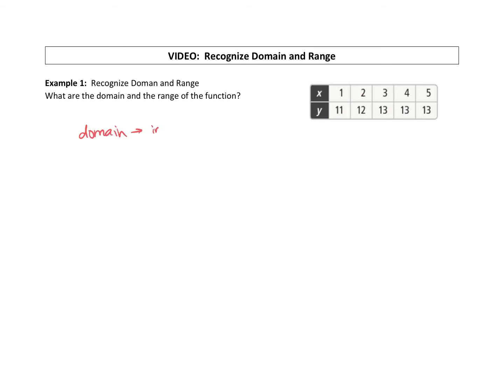Domain is your input values. And in a table of values, the input values are the x's. The range, those are your output values. And in a table of values, those will be the y's.